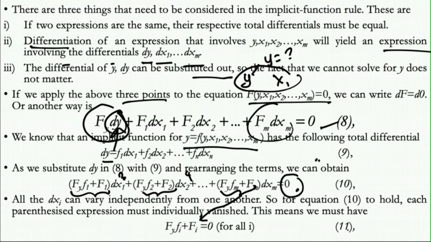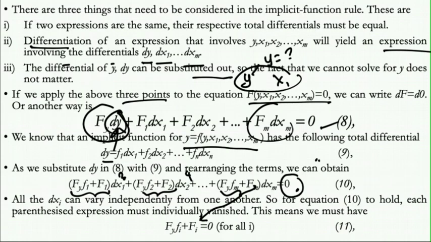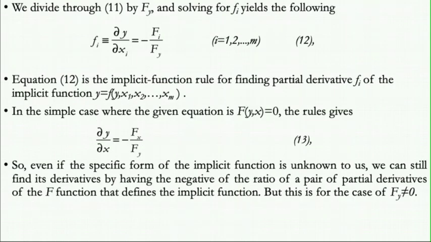This means we must have 11. Now, what we need to do with 11 is that we divide through 11 by fy, because we want to do total differentiation. We divide 11 by fy and solve for fi. Then it yields the following.